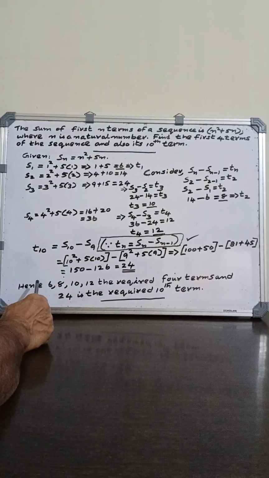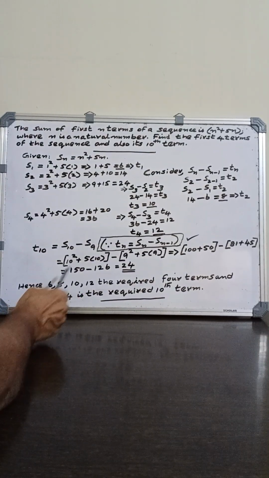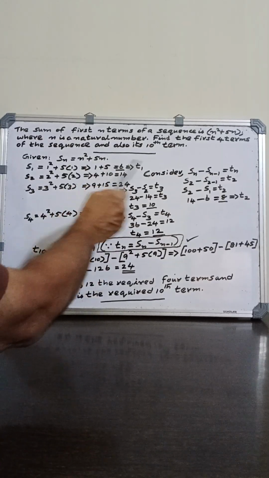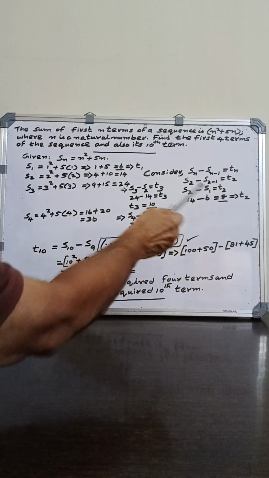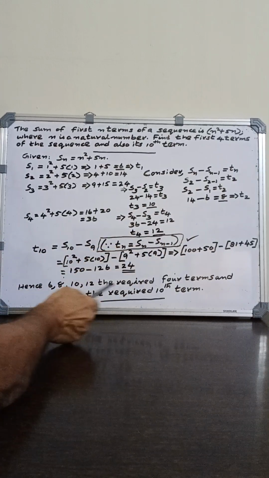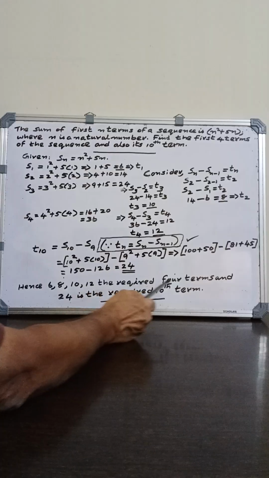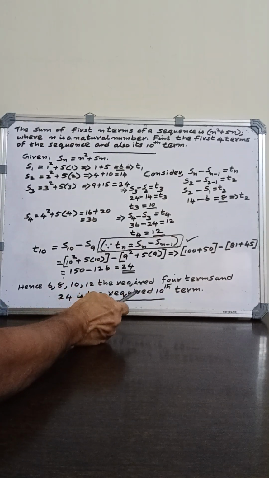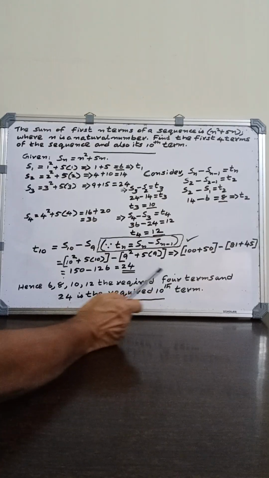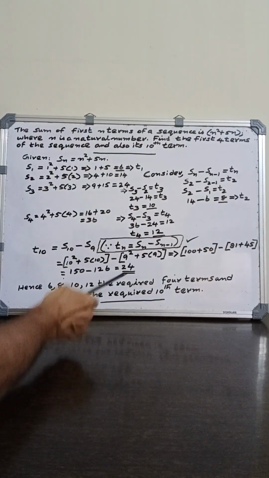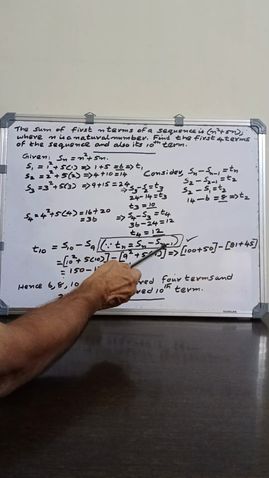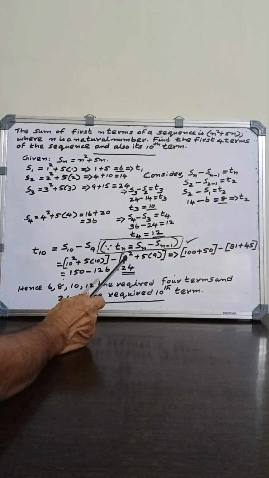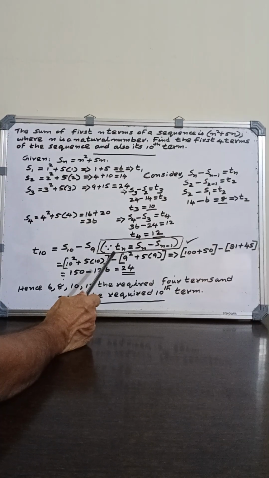Hence, the first four terms are 6, 8, 10 and 12. 6, 8, 10 and 12 are the required four terms, and 24 is the required 10th term. From this, everyone should remember that Tn equals Sn minus Sn minus 1. That is an important message for all the students who are referring to AP.